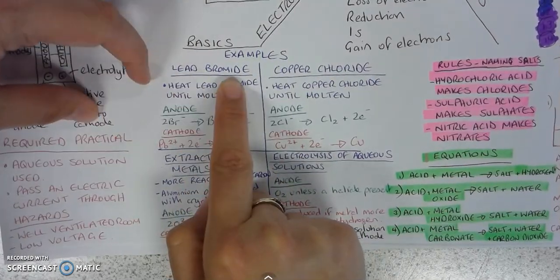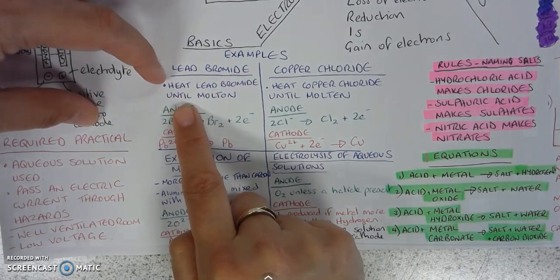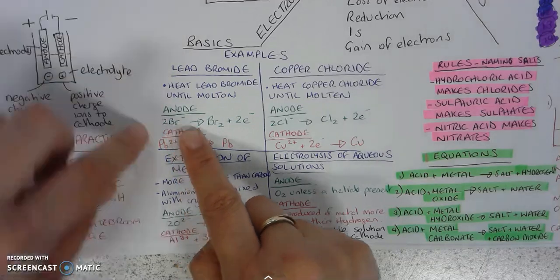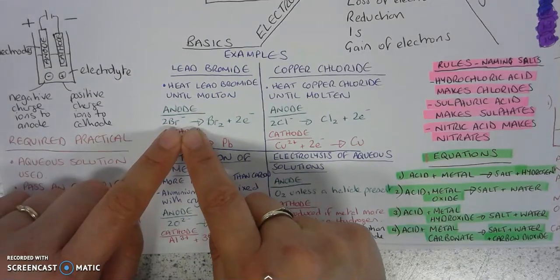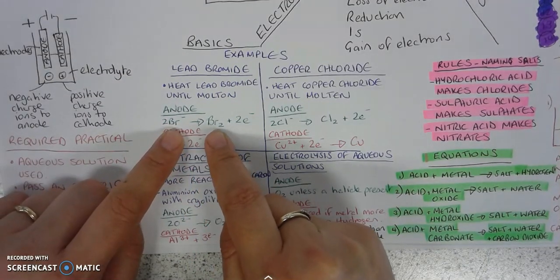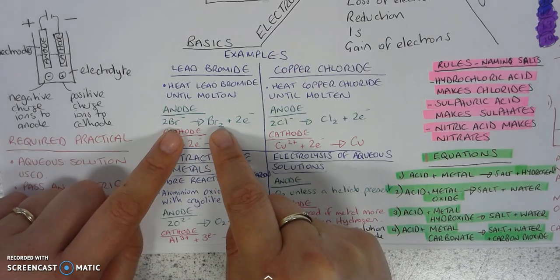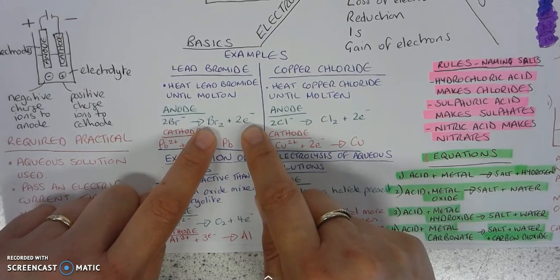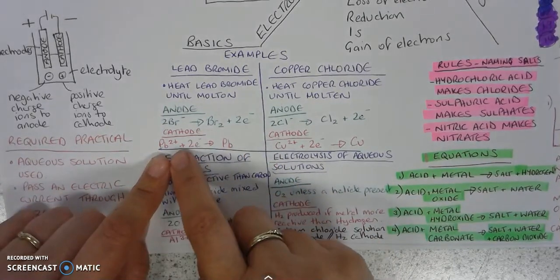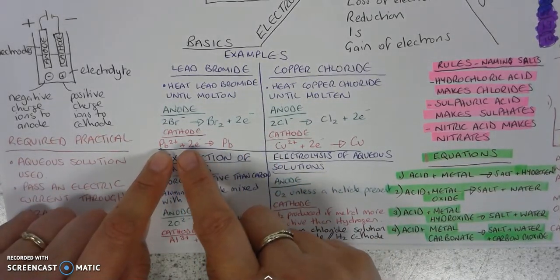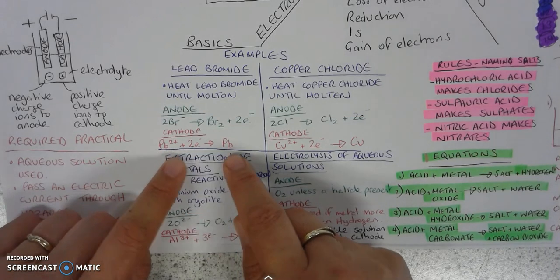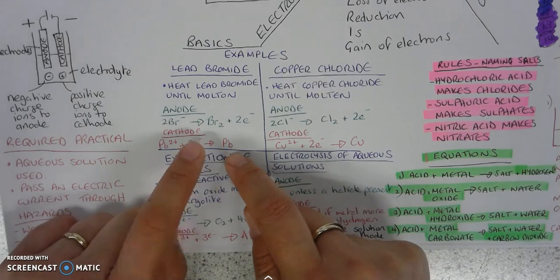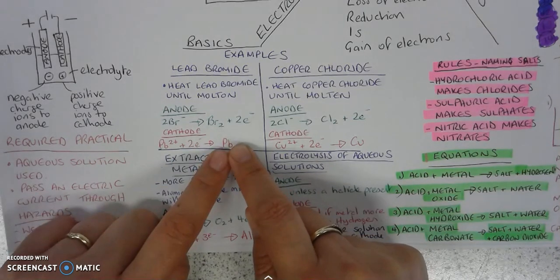Here, if I've got lead bromide, if I heat up the lead bromide until it's molten, at the anode, can you see the anode? Bromine, which is from group 7, will be oxidised and lose its electrons, so they separate out. Whereas at the cathode, the metal, the lead, will collect the electrons, and it will make lead, and it will hug on to Cathy the cathode again. So the metal is collecting at the cathode.